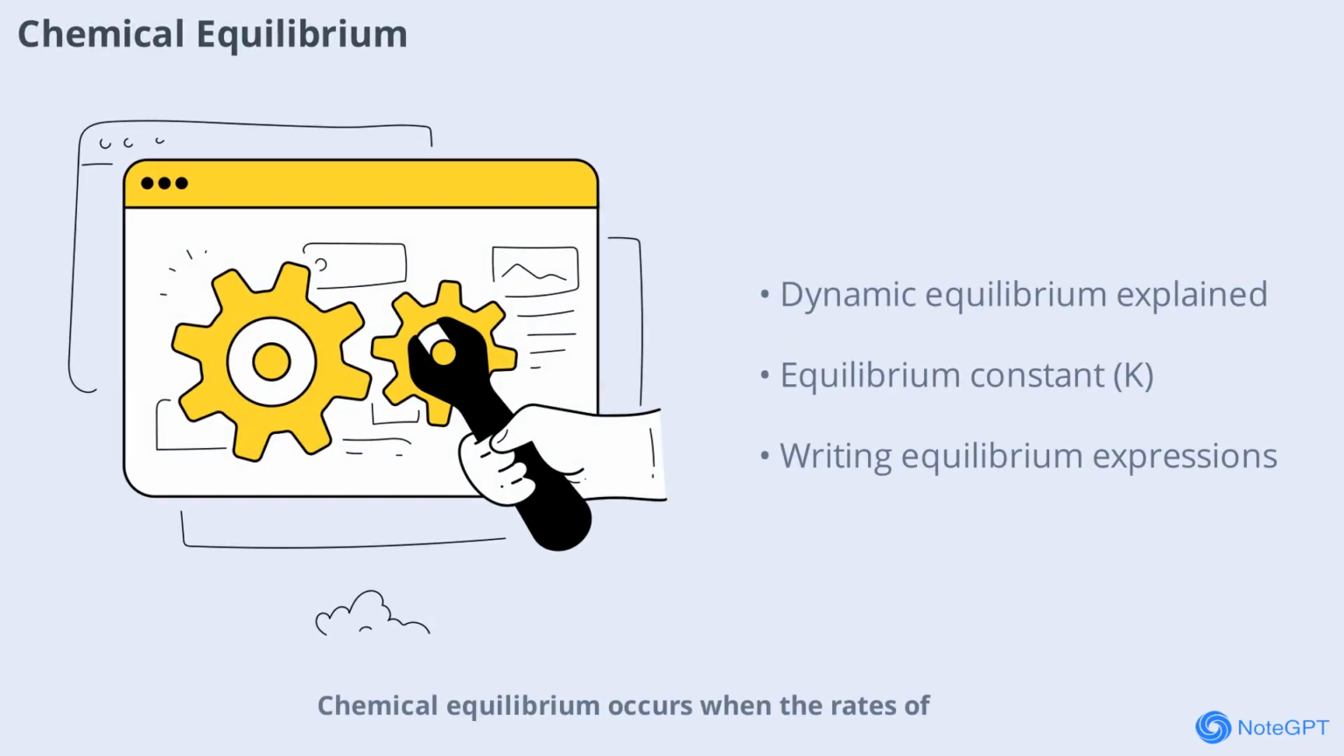Chemical equilibrium occurs when the rates of the forward and reverse reactions are equal, resulting in constant concentrations of reactants and products. We'll discuss the dynamic nature of equilibrium, the equilibrium constant K, and how to write equilibrium expressions. Understanding equilibrium is vital for predicting the outcome of reactions and for solving related numerical problems.